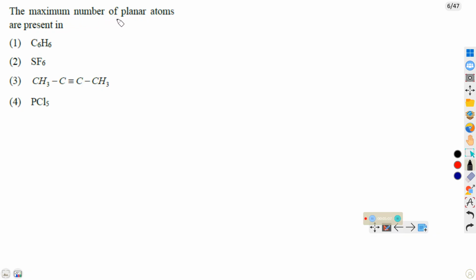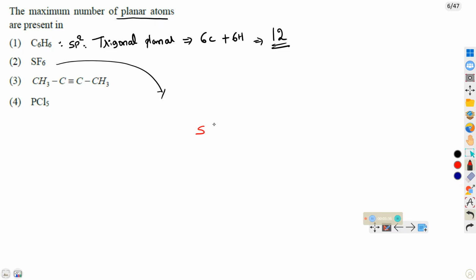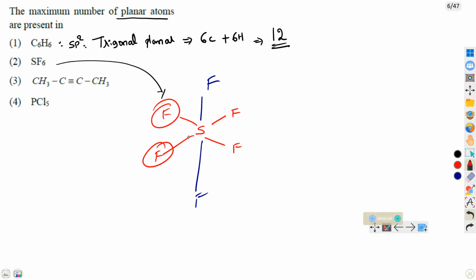The maximum number of planar atoms are present in C6H6. Carbon atom undergoes sp2 hybridization. This geometry is trigonal planar. That means 6 carbon atoms, 6 hydrogen atoms are in the same plane. 12 atoms are in the same plane. You can consider SF6 molecule. SF6 molecule, sulfur, fluorine, fluorine, fluorine, fluorine, octahedral, fluorine, fluorine. Only these atoms are present in the same plane. Total 5 atoms are present in the same plane.